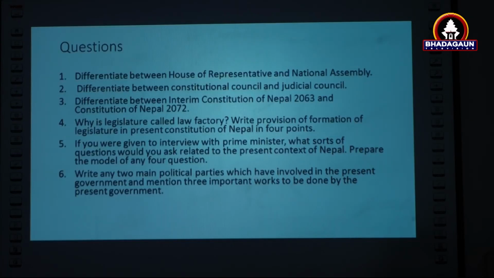And some questions I also brought. Differentiate between House of Representatives and National Assembly, differentiate between Constitutional Council and Judicial Council, differentiate between Interim Constitution of Nepal 2063 and 2072 Constitution. Why is legislature called a law factory? Provision and formation of legislature in present Constitution of Nepal in 4 points.